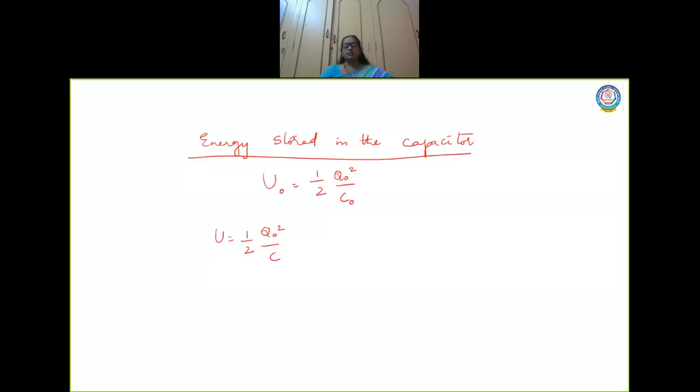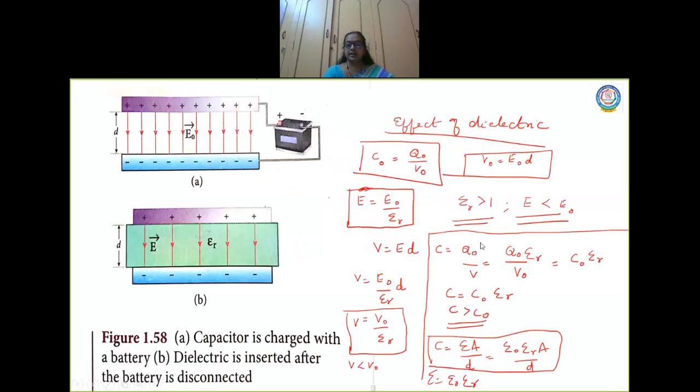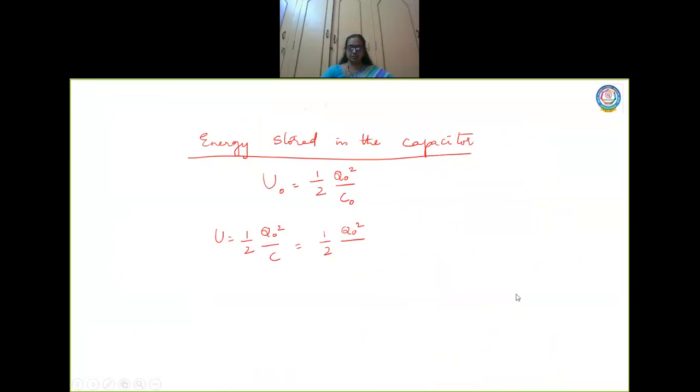Okay. Now, when the dielectric is kept in between the plates, here I am going to substitute half Q naught square, and instead of C, I am going to substitute. What is C here? I have taken the value of C to be C naught into epsilon R. So I am going to substitute epsilon R C naught. Now, what is this value? This half Q naught square by epsilon R, which is U naught.